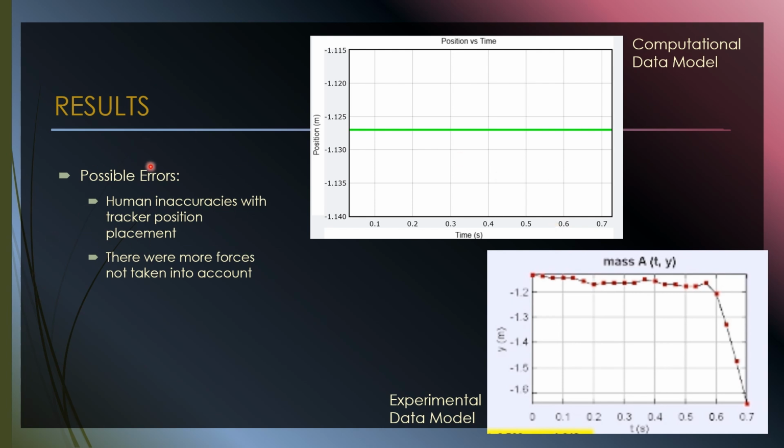For our possible errors, there were human inaccuracies with the Tracker position placement. I did try my best, but my eyesight is not perfect, so some of the positions can be placed off, giving us the not perfectly straight line right here. There were also forces that we did not take into account. For example, there could have been a wind blowing that day that we didn't account for, which would have been another force in the system, accounting for the not completely straight line.